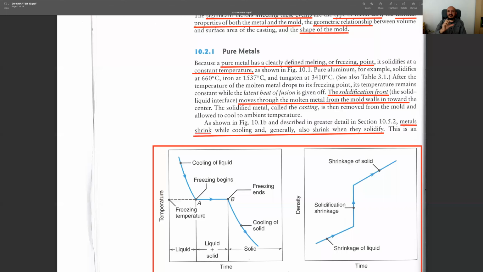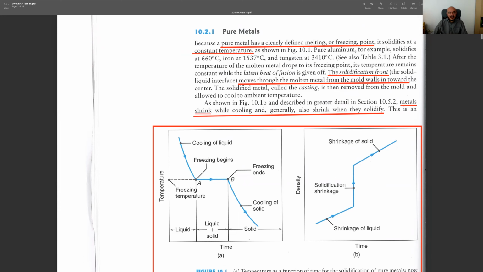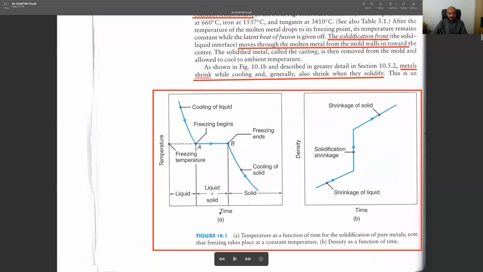We don't have a transition zone from liquid to solid state, but in pure metals, we have a single point. After that point, the metal solidifies and we only have a solid product. As you see in this plot, we have time versus temperature, and this is our liquid. As you see, it starts cooling down. Once it reaches the freezing temperature, solidification happens.